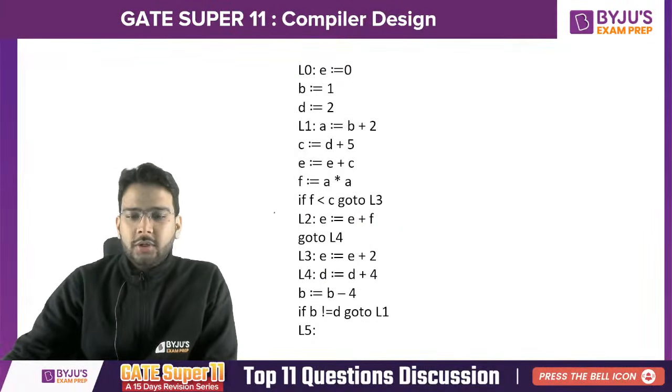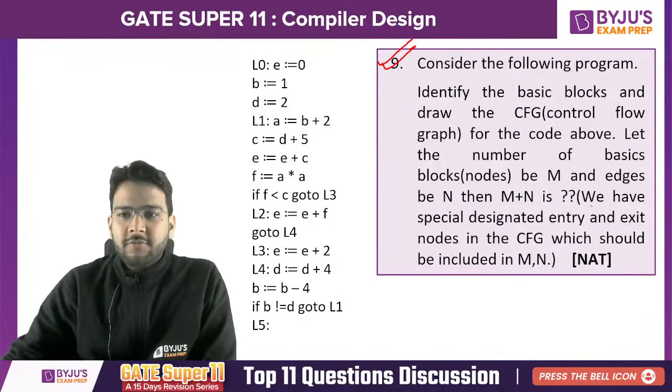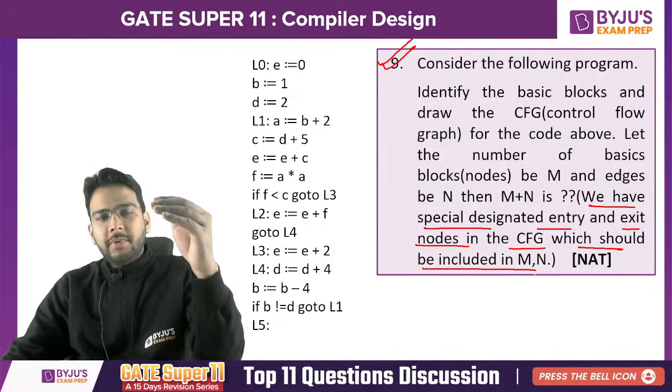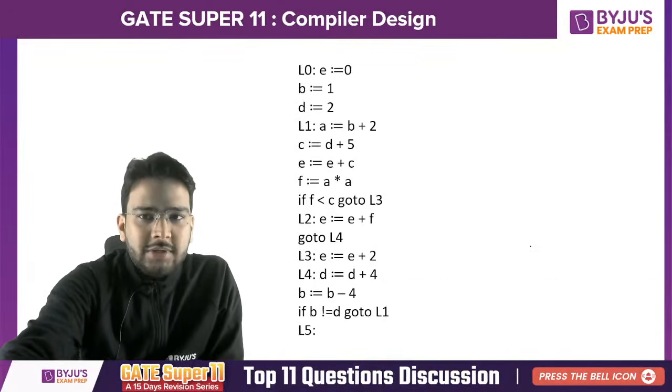Let's solve this question here. In the question, it is given explicitly that we have special designated entry and exit nodes in the context-free grammar, which should be included in M and N. So we have to add the begin and end node, or we can say start or stop node, right? We have to add it explicitly.